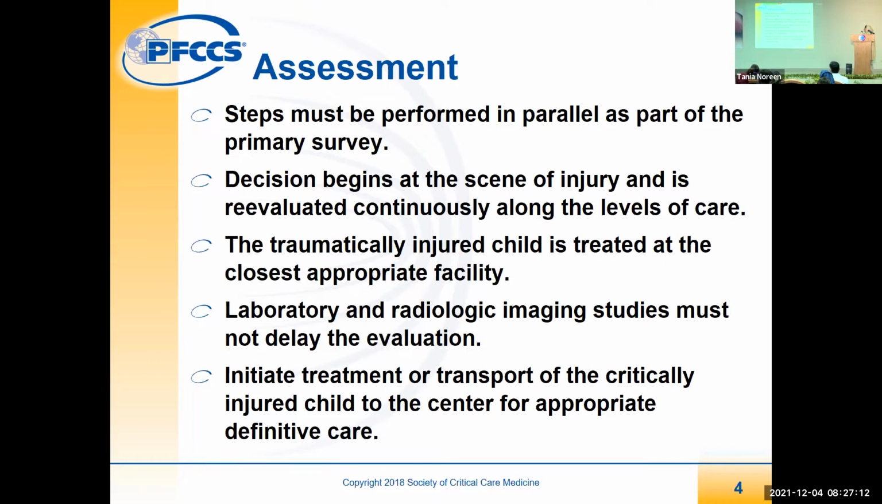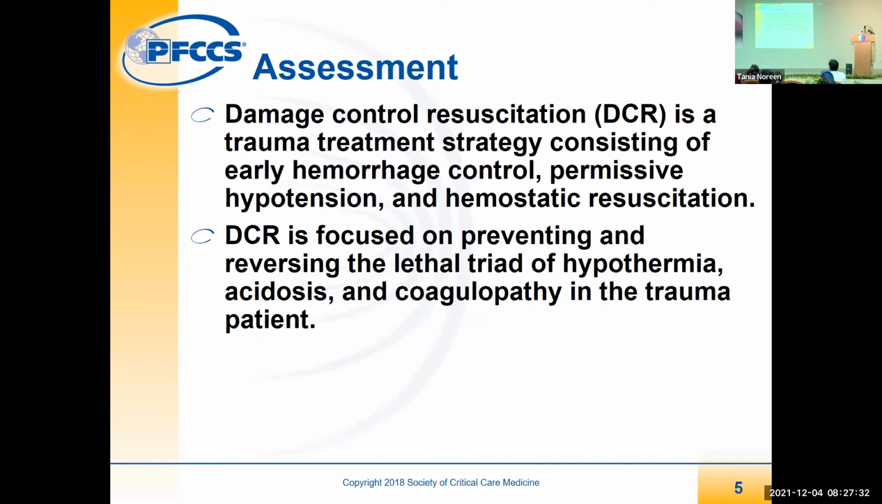The traumatically injured child is treated at the closest appropriate facility. So first of all you have to identify whether I can treat this patient, and up to what level I can treat, and where I have to refer early. Then laboratory and radiological imaging should not delay the evaluation and the initial treatment or transport of the critically ill child to the center for the appropriate definitive care.